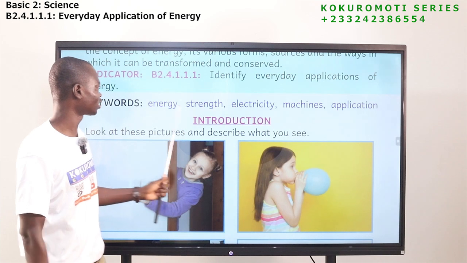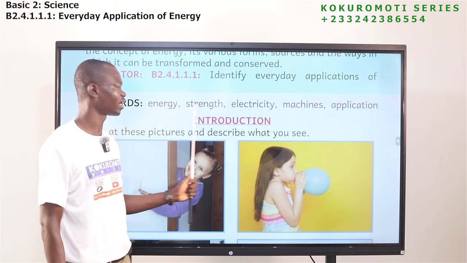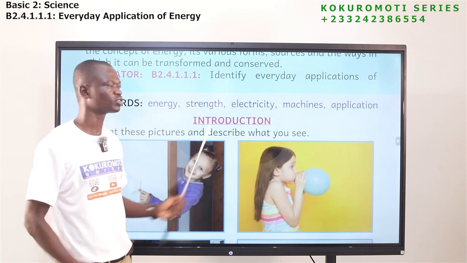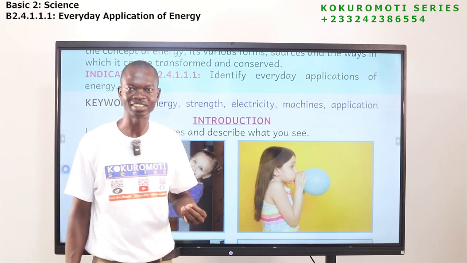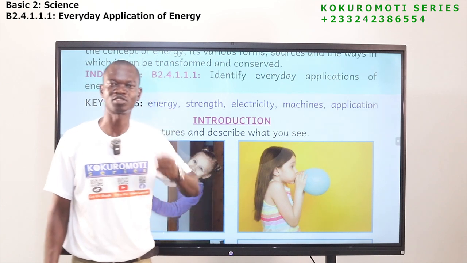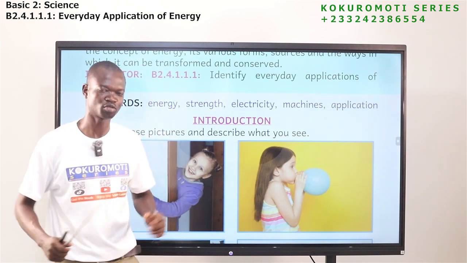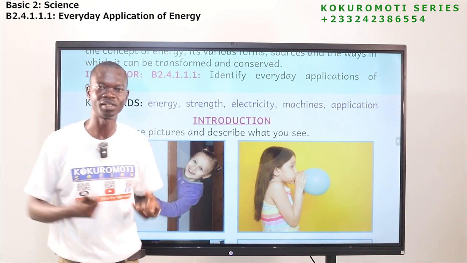Okay. The next one is strength. So strength too is about ability and capability, being able to do something. You have the strength. I have the strength to carry this thing. I have the strength to push it. It means I have the ability.